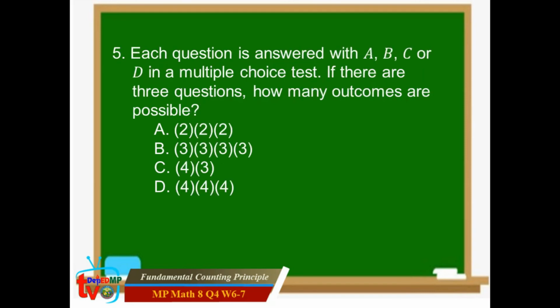5. Each question is answered with A, B, C, or D in a multiple choice test. If there are 3 questions, how many outcomes are possible? A. 2 times 2 times 2. B. 3 times 3 times 3 times 3. C. 4 times 3. D. 4 times 4 times 4.